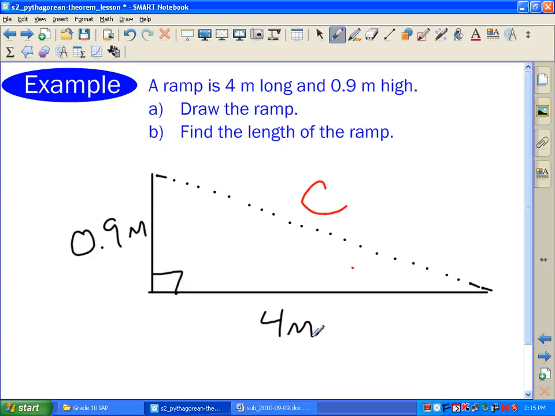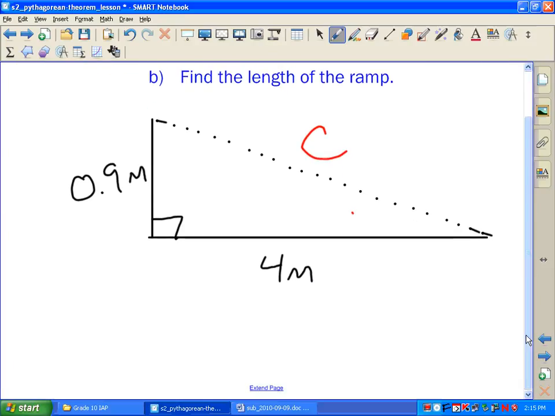So I jumped the gun a bit. We are going to do some examples where we know the hypotenuse, and we're going to look for one of the other sides, but we're going to do a word problem first where we are looking for the hypotenuse. So, again, lead off with the formula. C squared is A squared plus B squared.